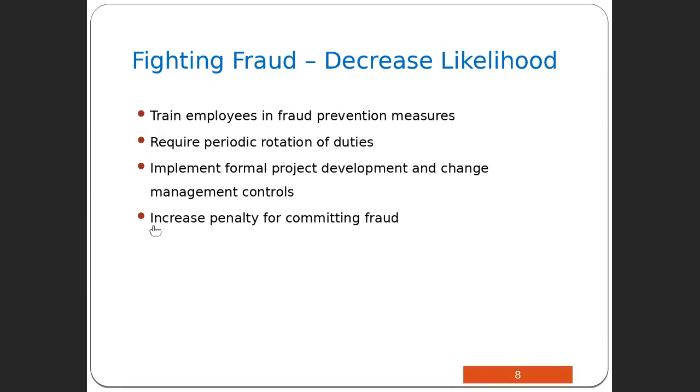The next is increase penalty for doing fraud. If the employee is caught doing fraud, the punishment should be exemplary. It should be heavy so that anybody else seeing that would know that if I do this, I will get the same punishment. I would have to pay the same penalty. So people are scared to do it, and this reduces the likelihood of fraud.